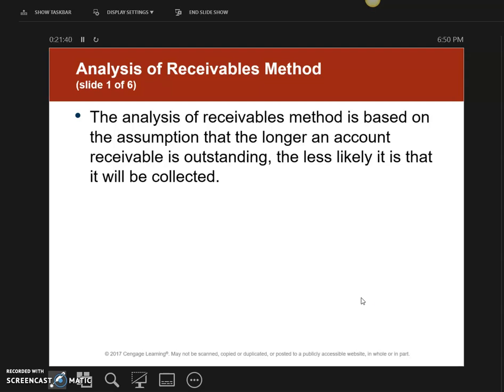In other words, if somebody owes you money for more than 90 days and your terms are 30, there's less of a chance you're going to collect that money than if somebody owed you money under 30 days. So this is called analysis of receivables or aging the receivables.